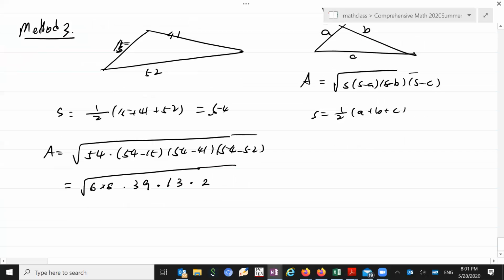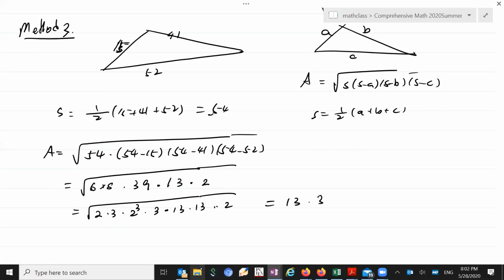You can get rid of radicals. The reason is 6 is 2 times 3, 8 is 2 cubed, 3 times 13 times 13 times 2. So you have a 13 squared there, and you have a 3 squared there, right? And then you have how many 2s? Then you can also take a 2 out. Let's see, what do we get here? This is going to be 3 squared, that's why.